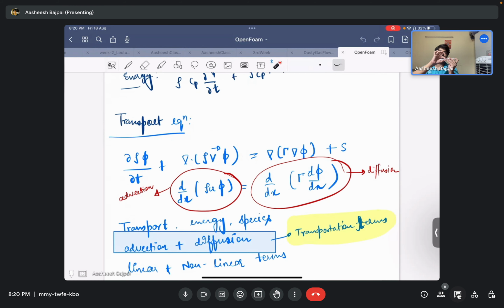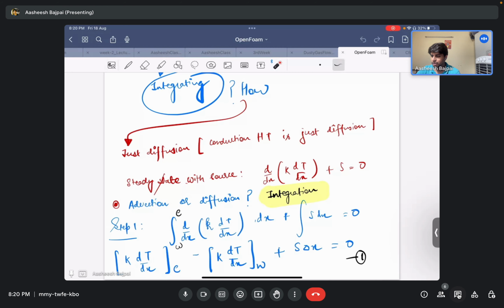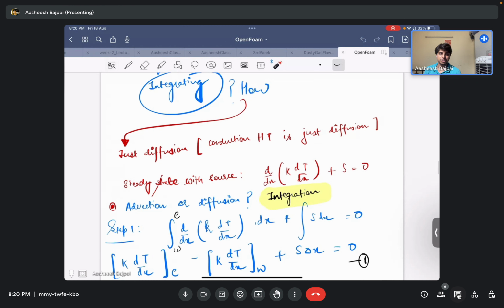So if I am heating it from here without any air or anything, it will transfer the temperature to the whole rod by diffusion. There will be no advection in this term. That's why I said that there is no advection in this, and just diffusion is a part of this. So conduction heat transfer is just diffusion basically. So it will make our problem more simpler. So steady state, yeah, it's there.